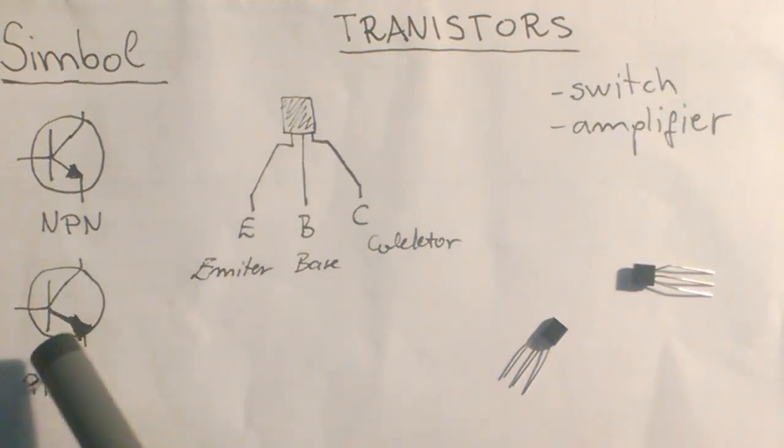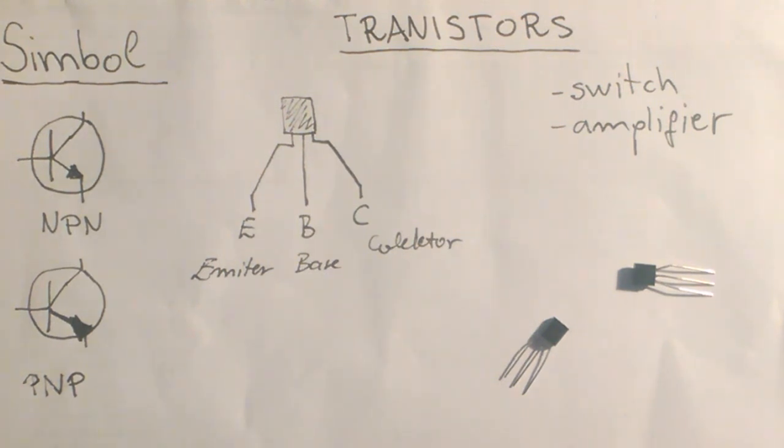Here on the left side we have the symbol of the transistor. And we can see that we have two types of transistors. So we have the NPN transistor and the PNP transistor. So we are here talking about the bipolar transistor. These two are also bipolar transistors.